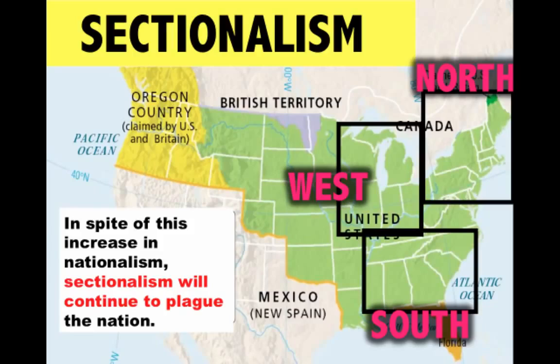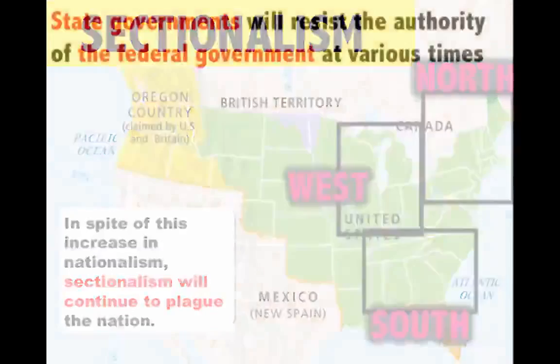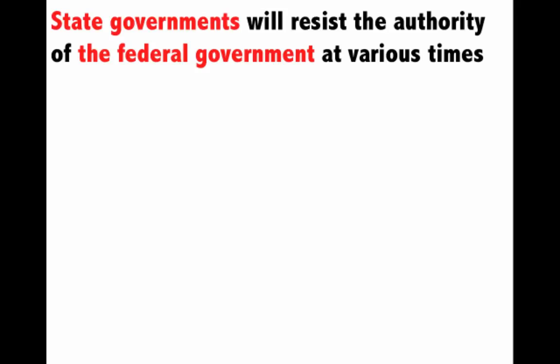Big idea in this period as we move west, it's essential you understand the rise of sectionalism. In spite of this increase in nationalism, sectionalism will continue to plague the nation. You're going to have the Northeast, the North, the West, and the South, and they're all going to pursue their own agendas. In fact, state governments at this time will also resist the authority of the federal government.